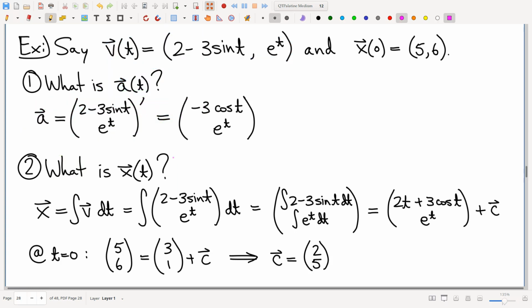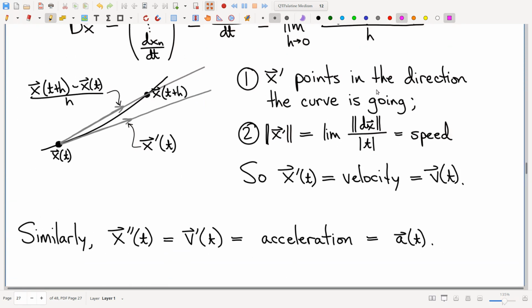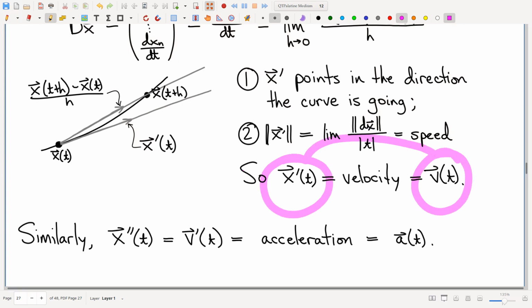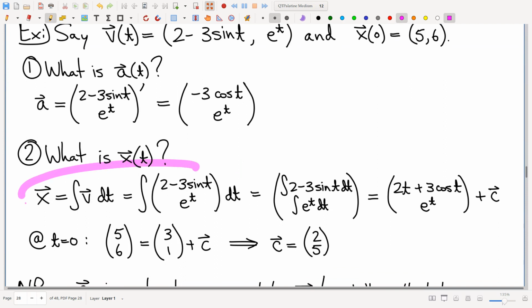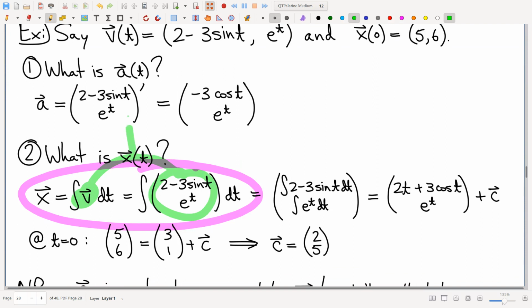that. Okay, next, how do we find position? Well, we got to kind of think through the semantics on this. If velocity is the derivative of position, then position is the antiderivative of velocity. Right? Okay. So with that in mind, position is the antiderivative of velocity. Again, velocity was given, so I'm just going to take its antiderivative.